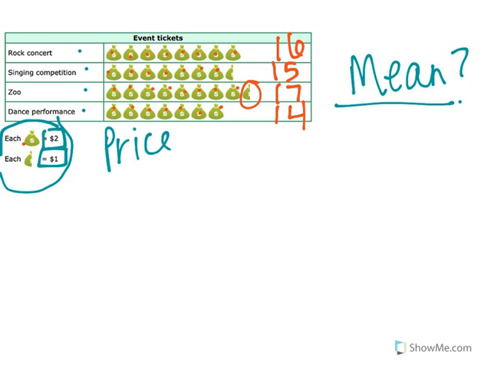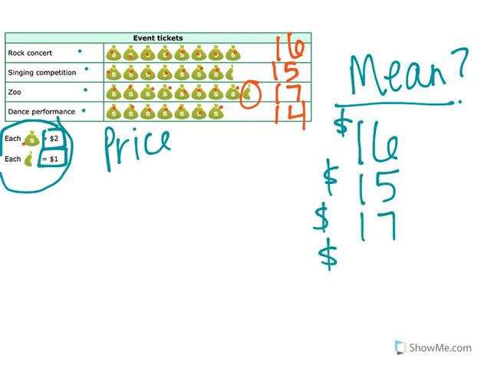Now that I have interpreted this pictograph, I know the data that represents rock concerts, singing competitions, zoo, and dance performance tickets. Now I need to take all those pieces of data and use them to find the mean. So what I'm going to do is take my pieces of data, $16, $15, $17, and $14, and add them together. When I add these all up, I get 62.